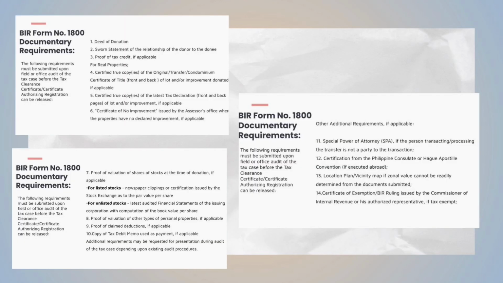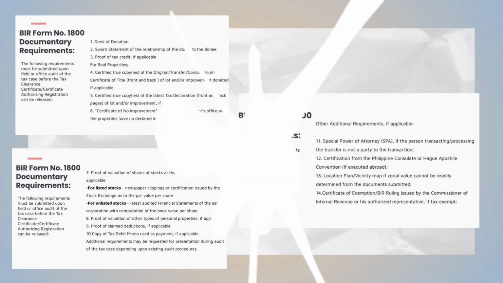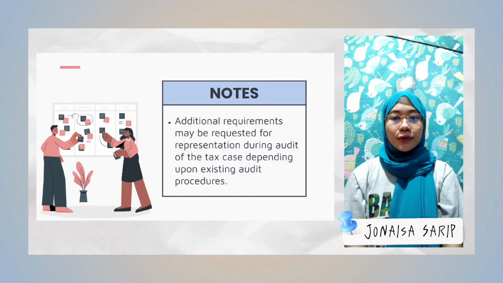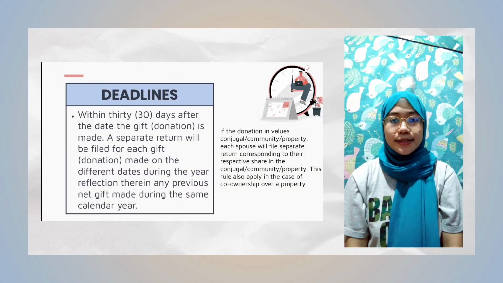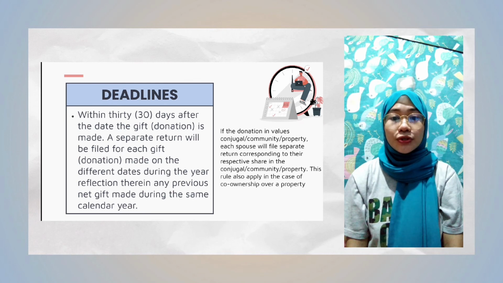These are the requirements that must be submitted for BIR Form number 1800. Notes: additional requirements may be requested during audit of the tax case depending upon existing audit procedure. Deadlines: if the donation is of conjugal community property, each spouse will file a separate return corresponding to their respective share in the conjugal community property.